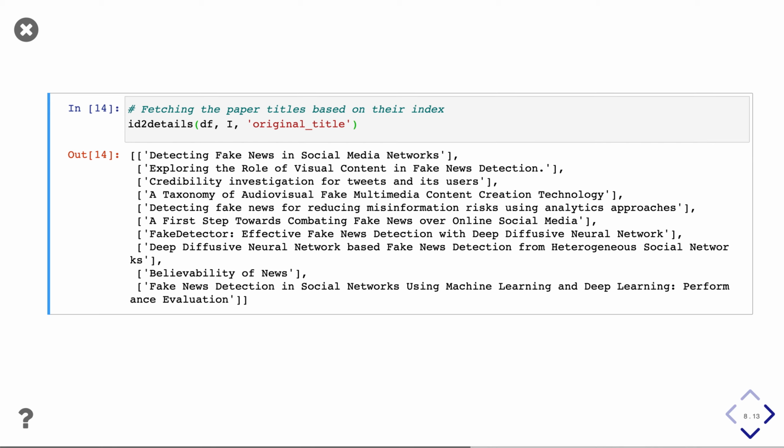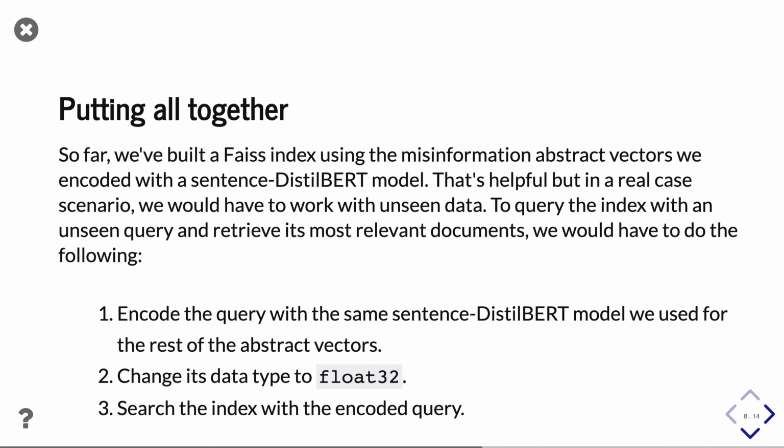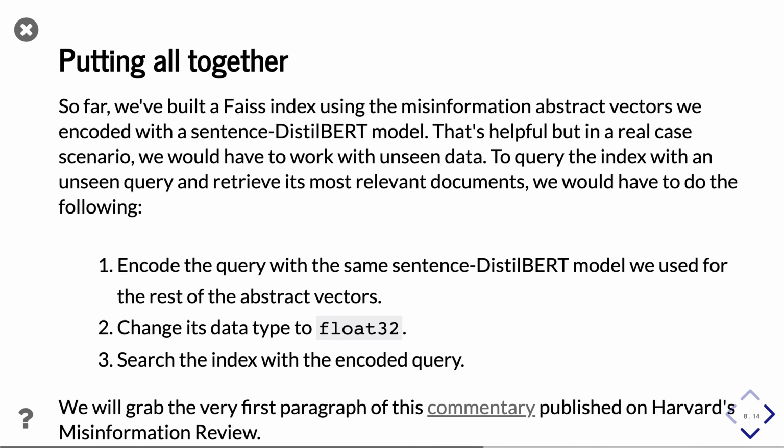So using a utility function I created, we can actually see the titles of the top 10 results. Indeed, the first one is the paper that we queried, while the rest of them seem to be relevant. For example, many results mention fake news, fake online content, and other relevant things. And actually, this seems quite useful. However, so far, we've built a Faiss index using the misinformation abstracts when encoded with a sentence-level Distilbert model.